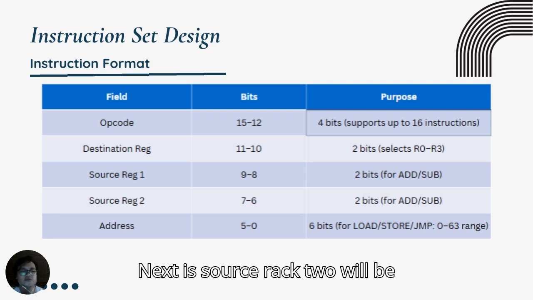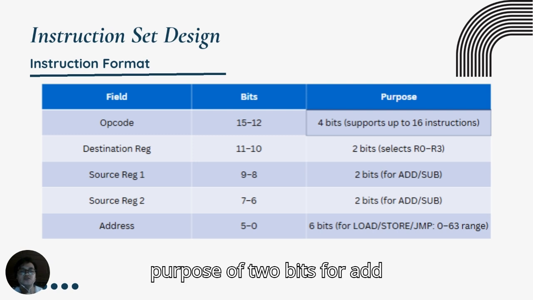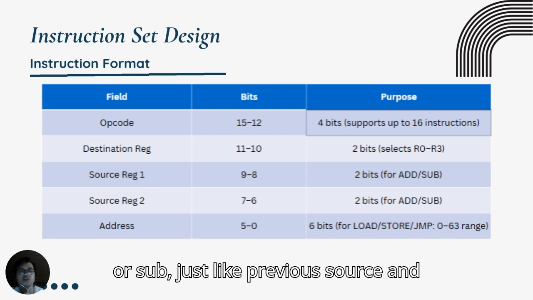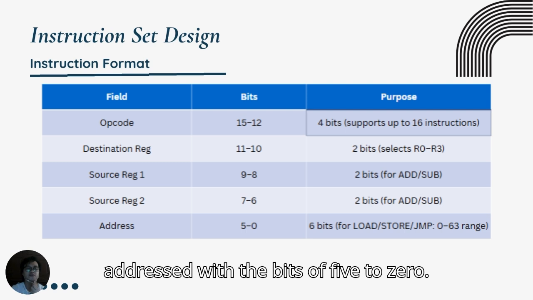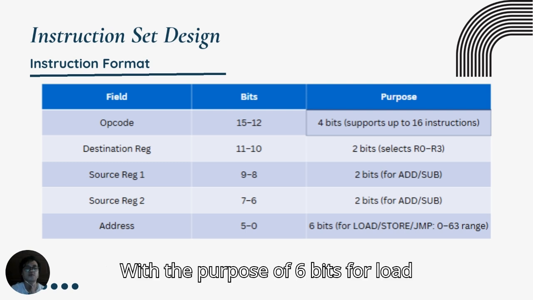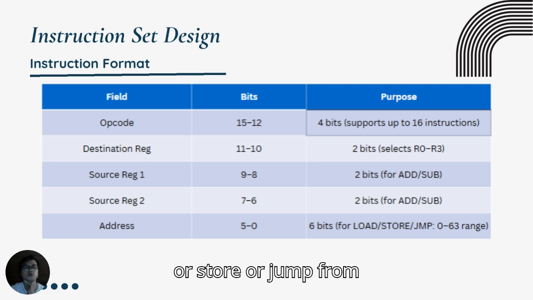Next is source register 2, bits 7 to 6, 2 bits for add or sub, just like the previous source register. And finally the address, with bits 5 to 0, 6 bits for load, store, or jump, from 0 to 63 range.